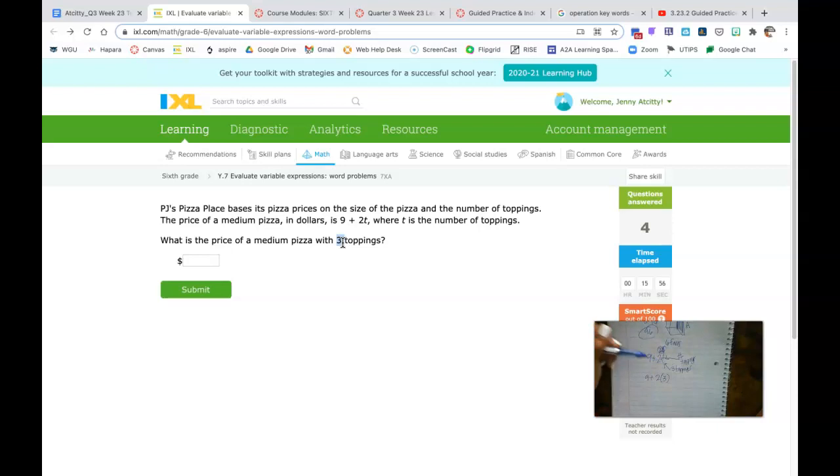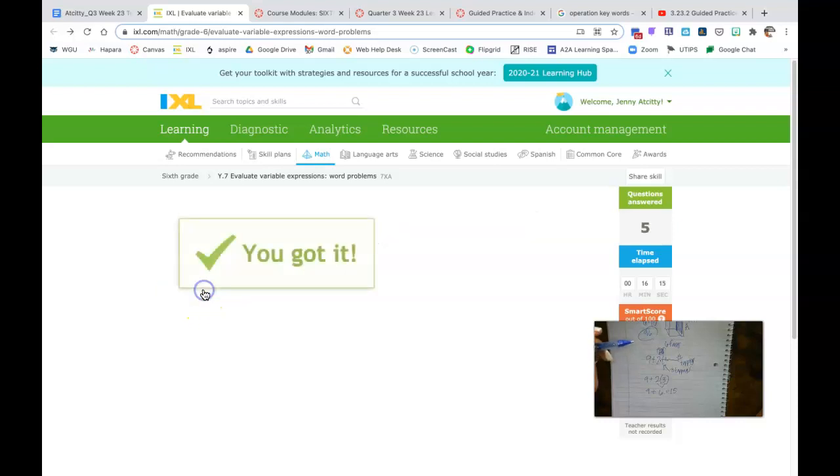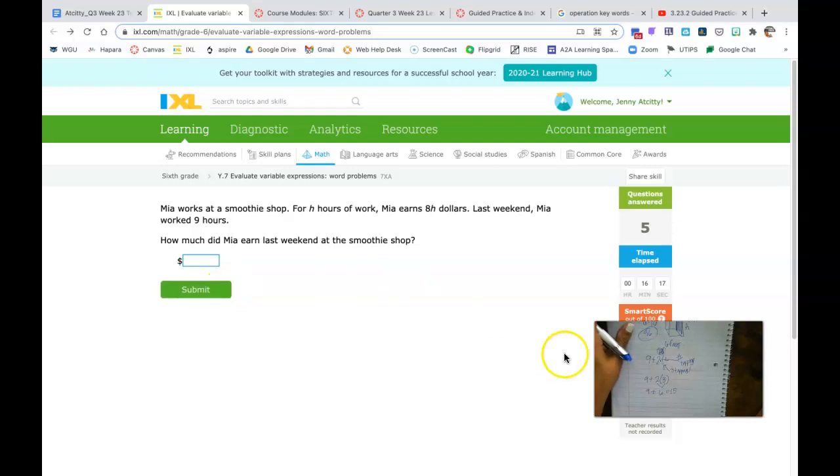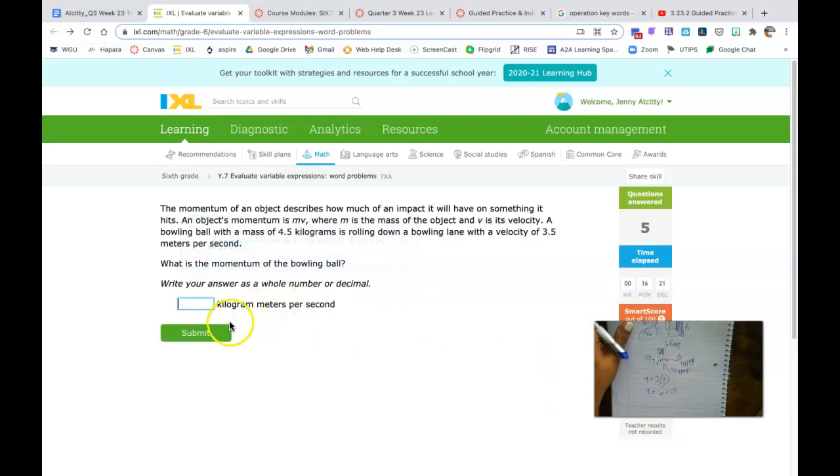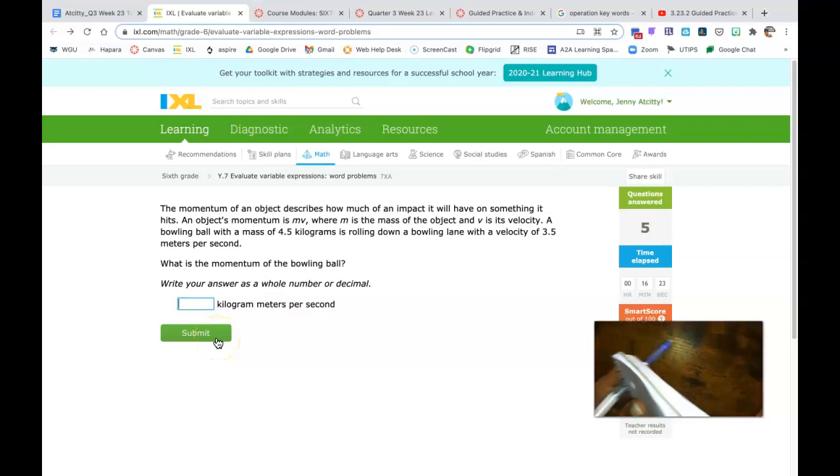So now I'm going to use the order of operations to solve this. Remember, the order of operations says parentheses, exponents, multiply and divide. So 2 times 3 is 6. And then I add and subtract, and 9 plus 6 equals 15. So the price of a medium pizza with 3 toppings is $15. Good. Let's do another one. Let's jump up a level to get to a little bit of a harder problem.